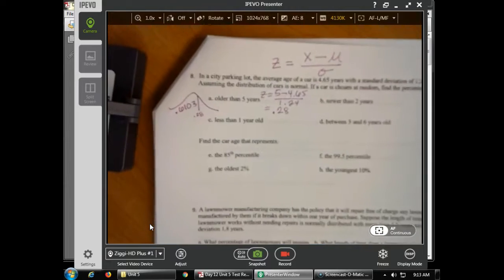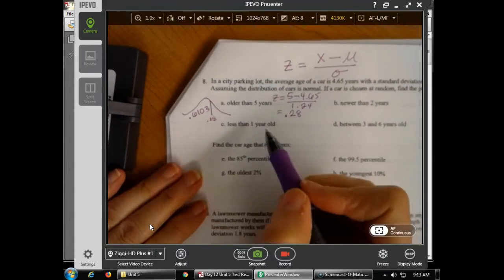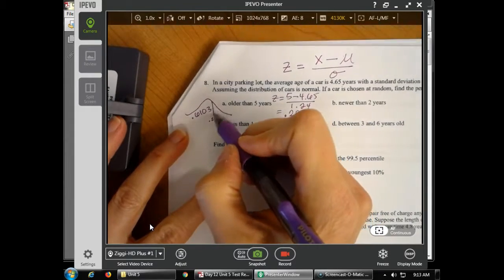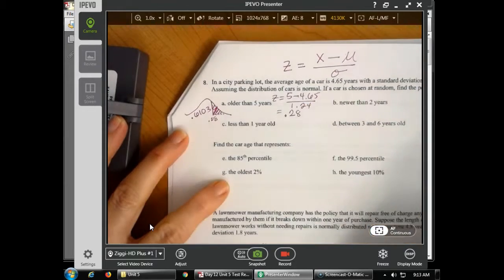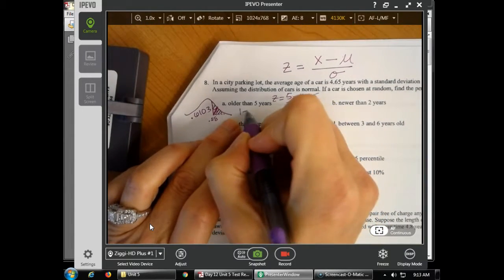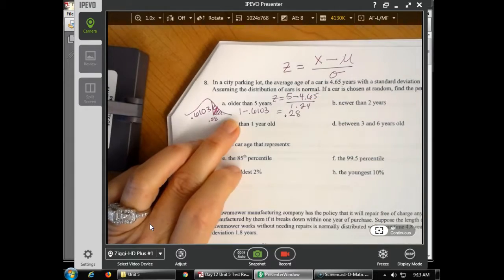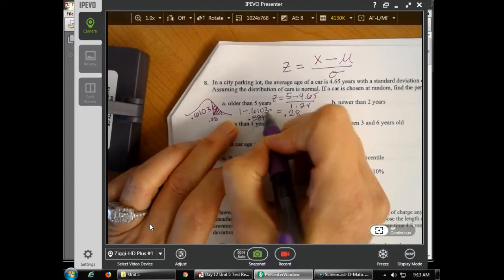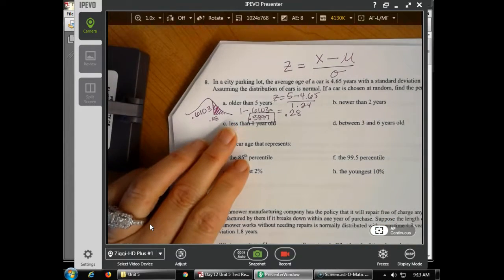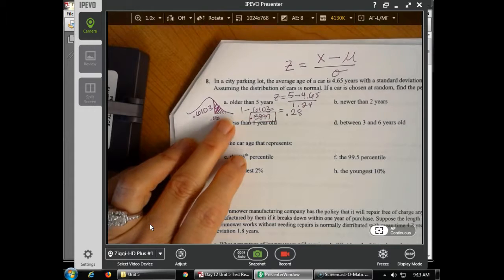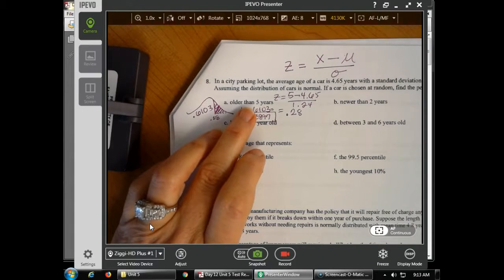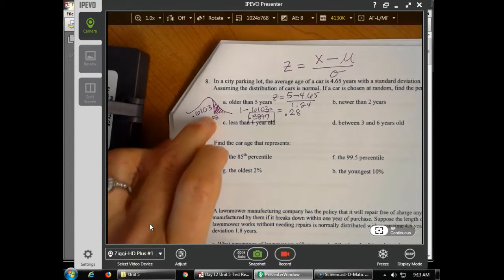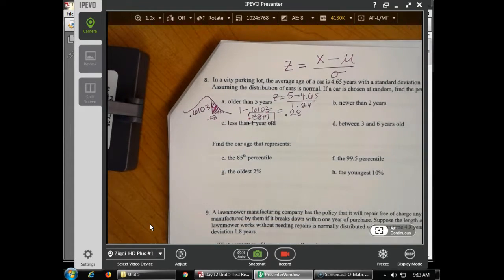Now, what did this question ask me? Older than 5 years. So wasn't I really wanting these old cars over here? So I'm going to have to do 1 minus 0.6103. And what's that going to give me? 0.3897. Okay? So that's because we needed the area to the right. We needed the probability for older than 5. But the table always gives us the area to the left, so then we subtract. So that's one of our scenarios.